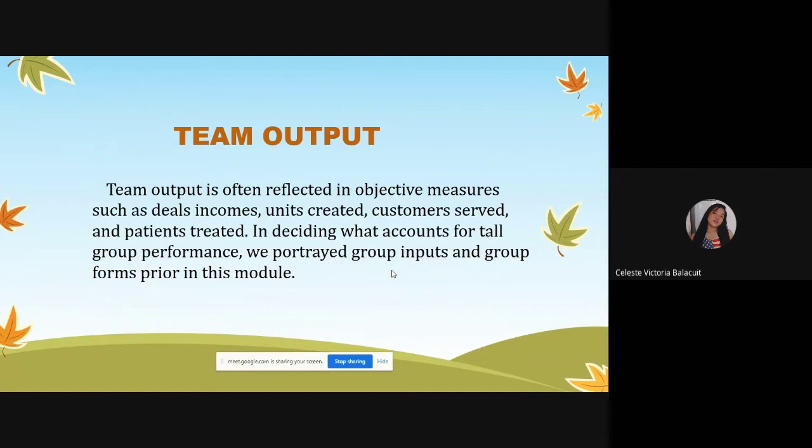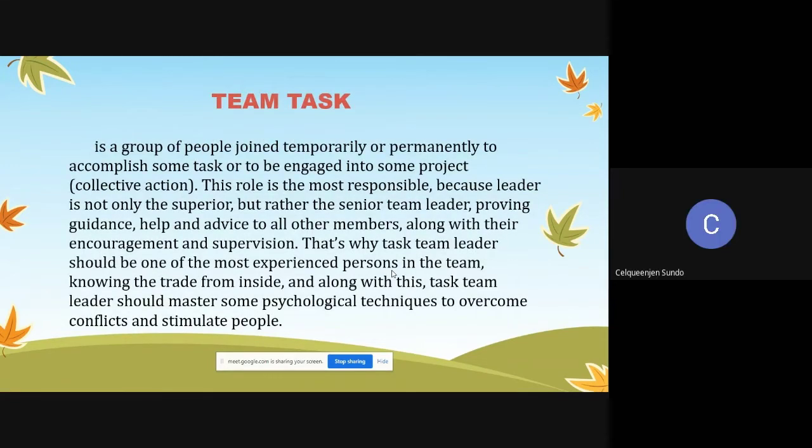Team output. Team output is often reflected in objective measures such as deal incomes, units created, customers served, and patients treated. In deciding what accounts for total group performance, we portrayed group inputs and group processes earlier in this module. It means team output is what they made to achieve or accomplish in the organization. Team tasks.